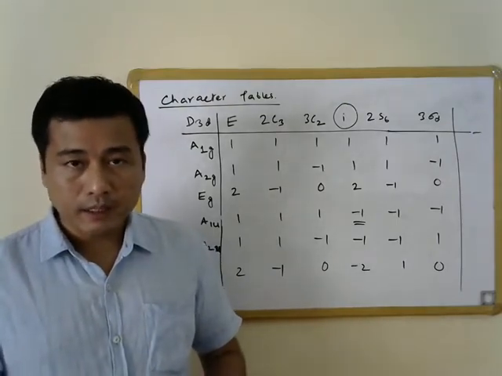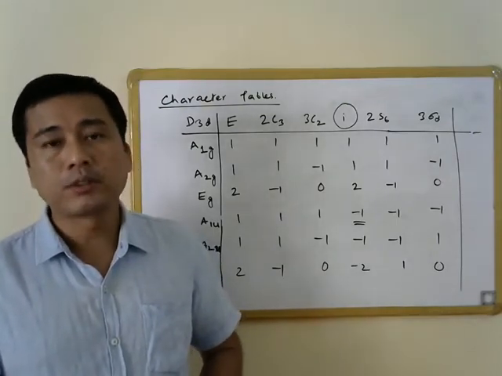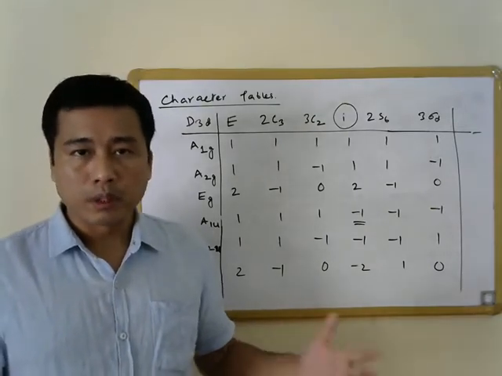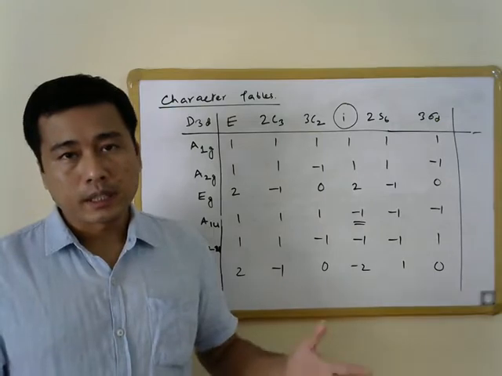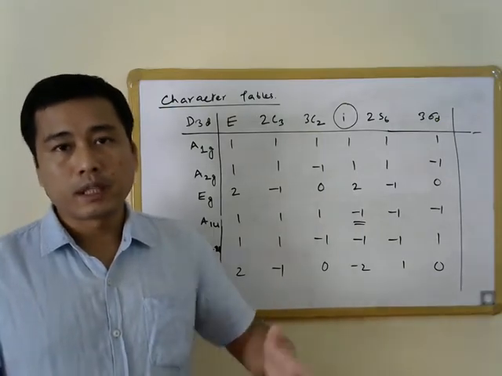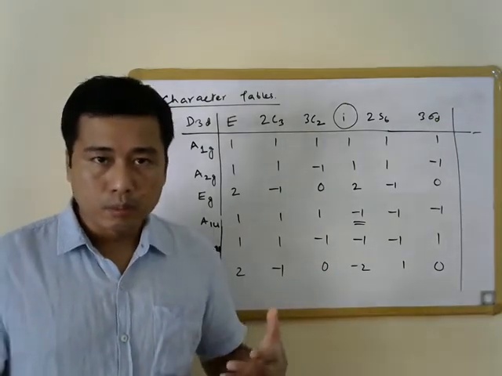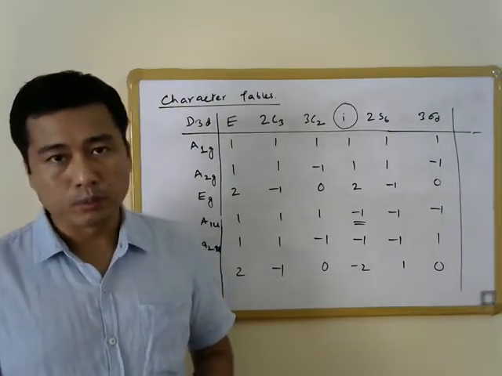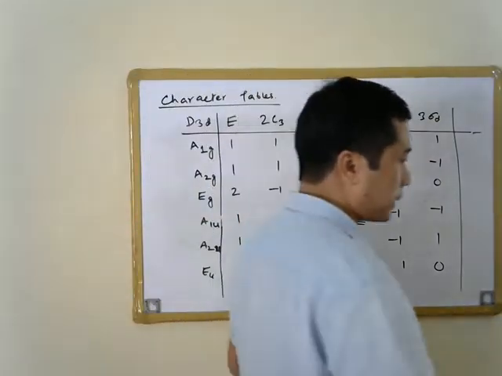So you should practice writing Mulliken symbols for different irreducible representations. You can pick up a particular point group, take the character table of that point group, and then try to write the Mulliken symbols for different irreducible representations in that particular point group. So let us proceed further.